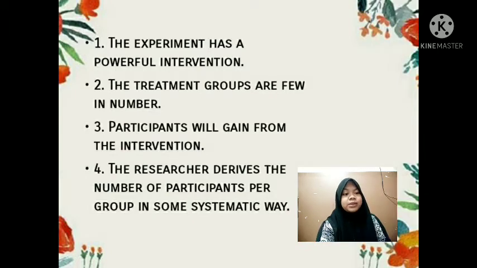Next one, the participants will gain from the interventions. Siyempre, ang participants like the treatment groups ay may magigain silang knowledge from the interventions. Next one, the researcher derives the number of participants per group in some systematic way. So, kailangan sa pagkolekta ng researchers ng kanyang mga participants ay kailangan gawin niya ito in a systematic way. Kumbaga, kung ano ang plano ng mga researchers sa pag-collect ng participants ay yun ang susundin nila.